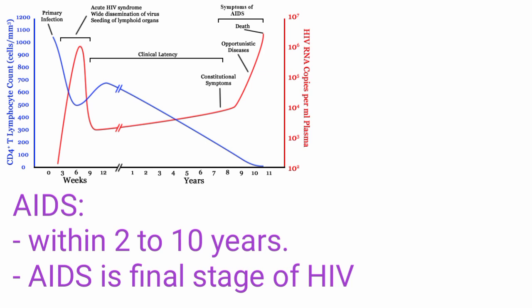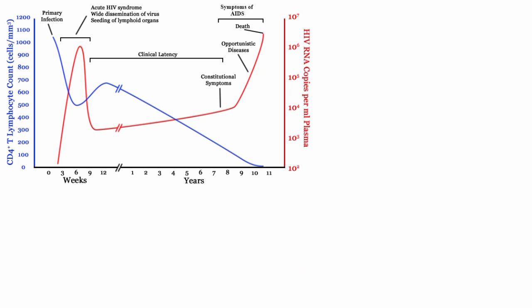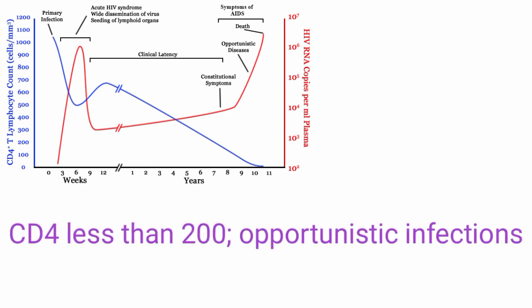Within 2 to 10 years, AIDS is the final stage of HIV infection. As the immune system is failing, the body can't fight off common diseases, and opportunistic infections can take hold. AIDS is diagnosed when the number of CD4 T helper cells is less than 200 cells per cubic millimeter of blood, or if certain opportunistic infections are present.